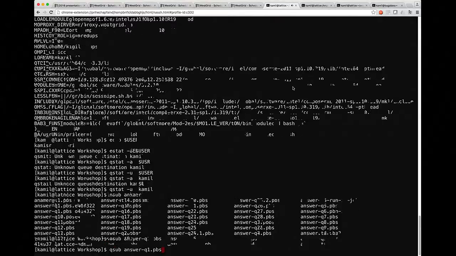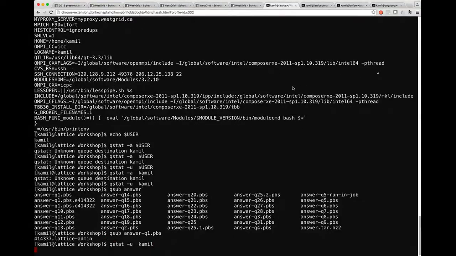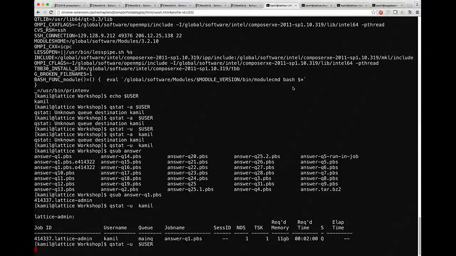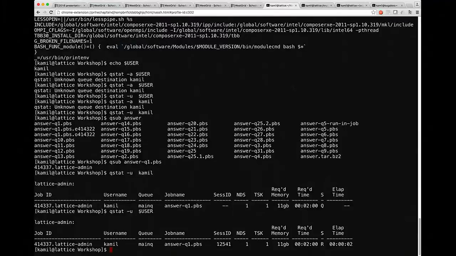I could submit a job. We could look at just my jobs. But you could do that, and that worked for everybody, because $user is whatever your user is. So if you type in this command, it'll work for you. You don't actually have to type in your username.